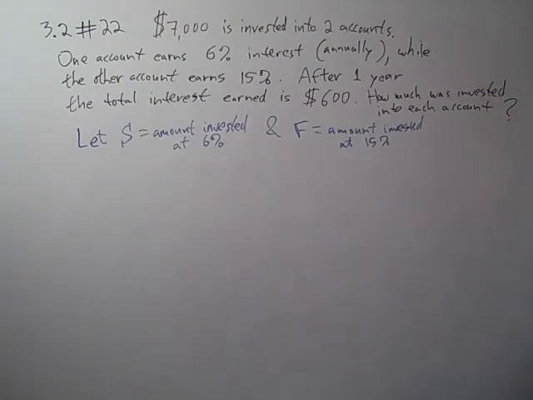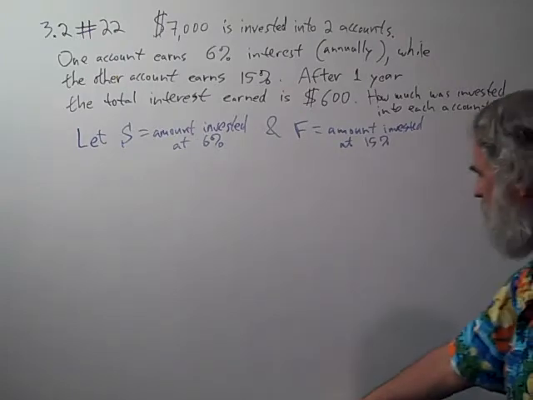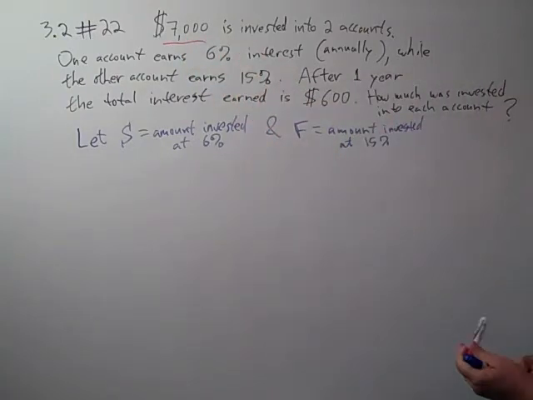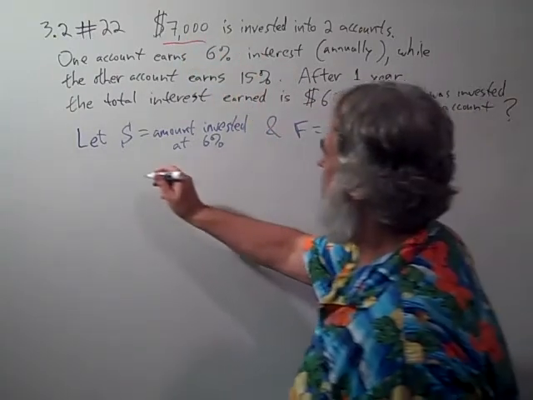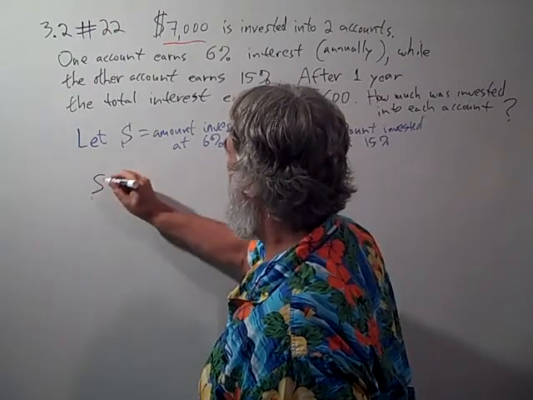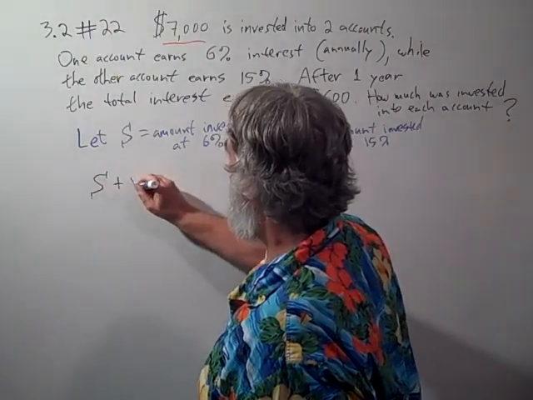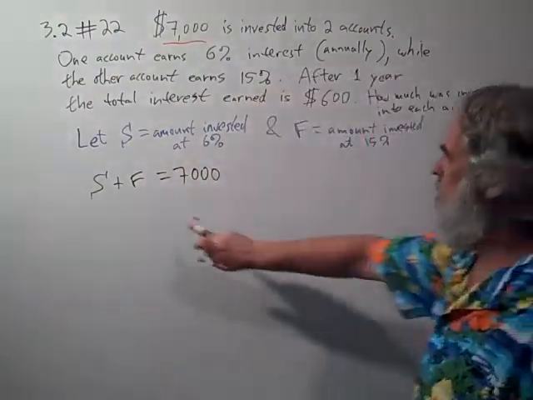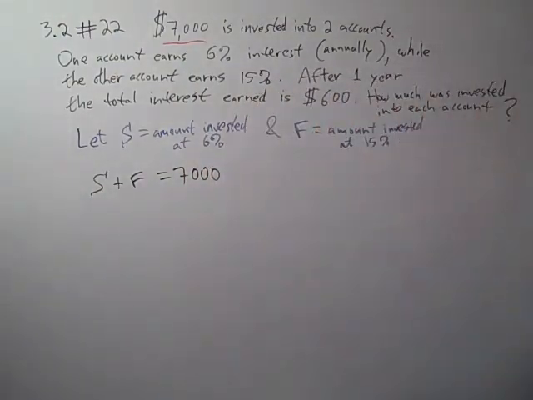Well, we know the total amount of money. We were told the total amount of money is $7,000. So S plus F must add up to the $7,000 that was invested. So that's one of our equations: S plus F equals 7,000.